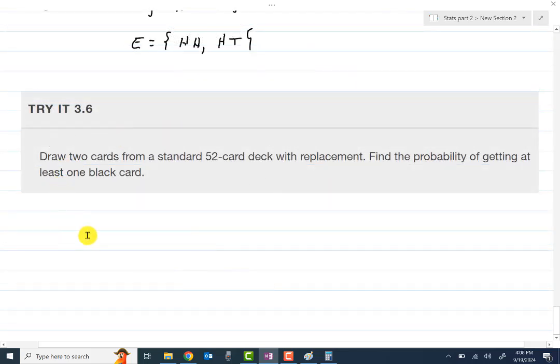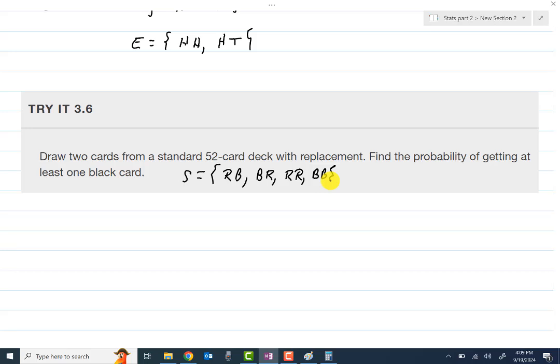All right, draw two cards from a standard 52 deck with replacement. Okay, so we're putting the first one back. Find the probability of at least one black card. So when we look, since I'm choosing two cards total, here's what my thing looks like. I could first have a red card and then a black one, or I could have a black and then a red. I could have two reds, I guess, and I could have two blacks. So any of those four possibilities are possible. Find the probability of getting at least one black.